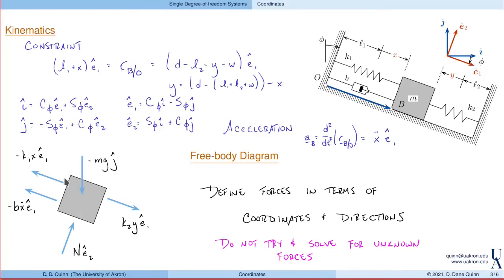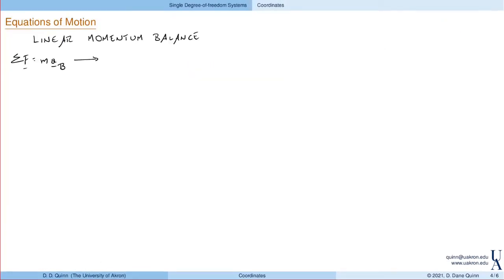So let's go back and look. We have all of these forces, right? So, okay, we'll just write them all down. There was the spring force acting on spring 1, right? We had the damping force, that was b x dot in the E1 direction. We had the other spring, so that's K2 times y in the E1 direction. Then we had a normal force, N, in the E2 direction. And finally, we had the weight, minus mg, in the j direction.